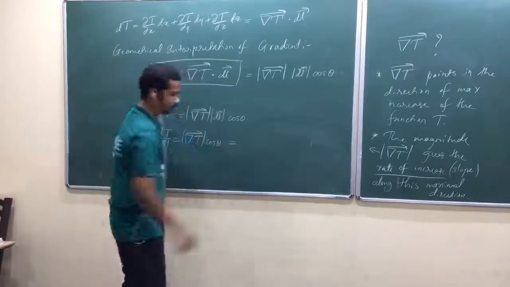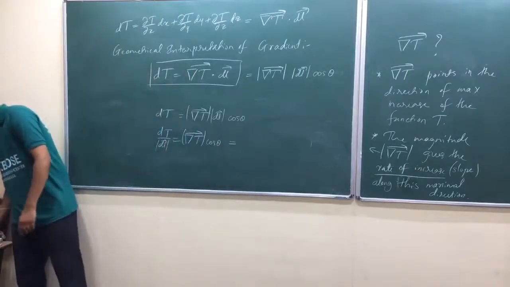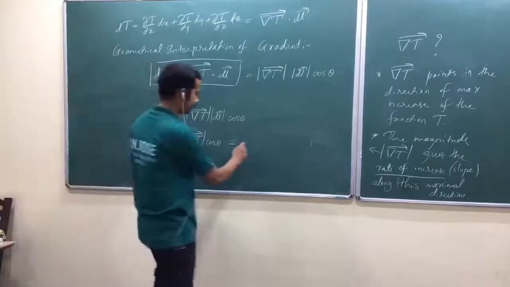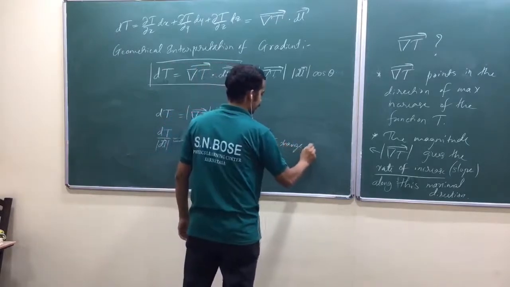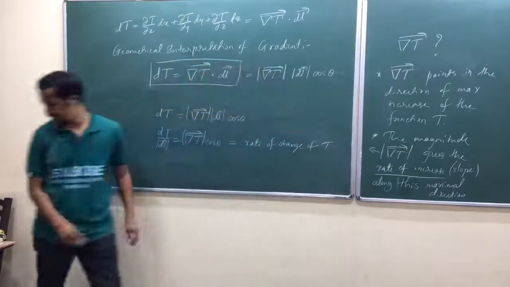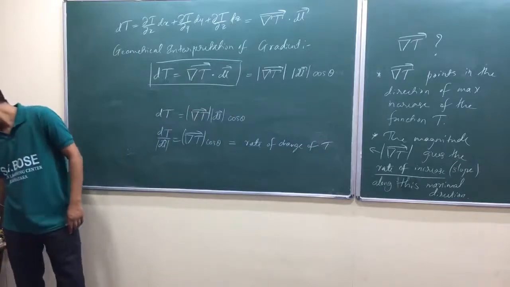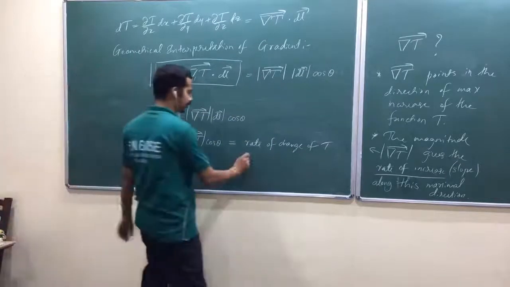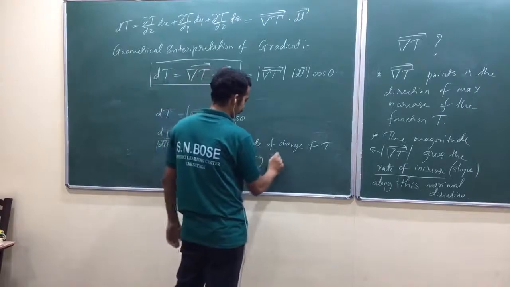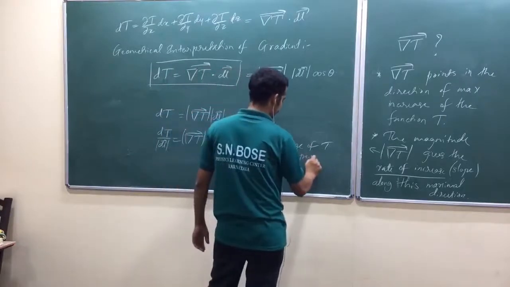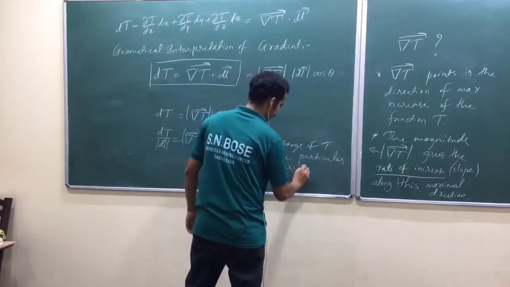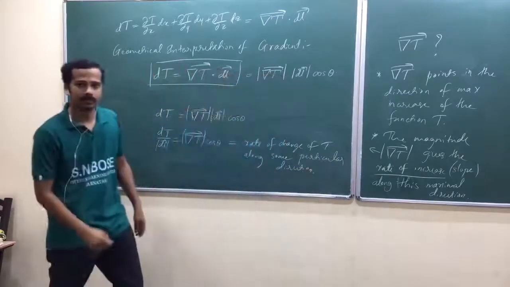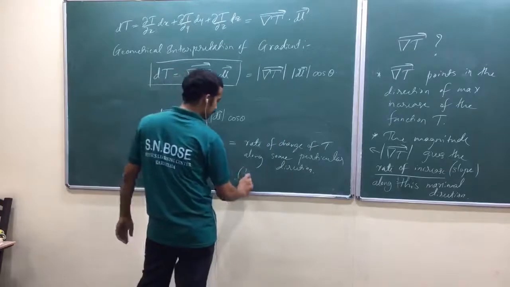So this will talk about the rate of change of T along some particular direction. And we call this one the directional derivative.